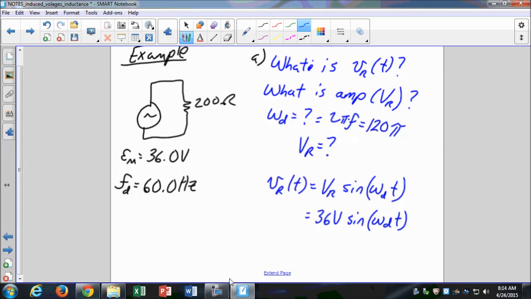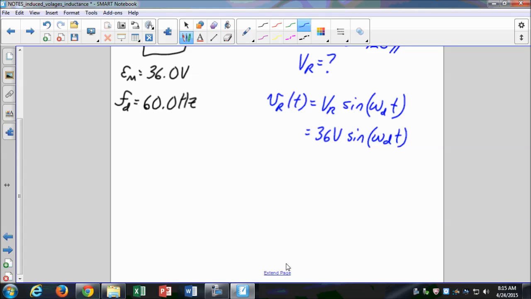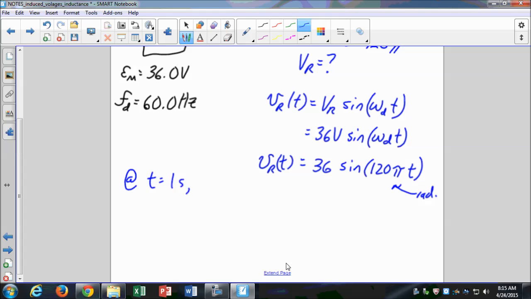All right, so I have VR of t equal to 36 times sine of 120 pi t. And of course, this is in radians. Your calculator needs to be in radians whenever you do this. For example, I could say, at t equal 1 second, what is VR? Can you find that for me?